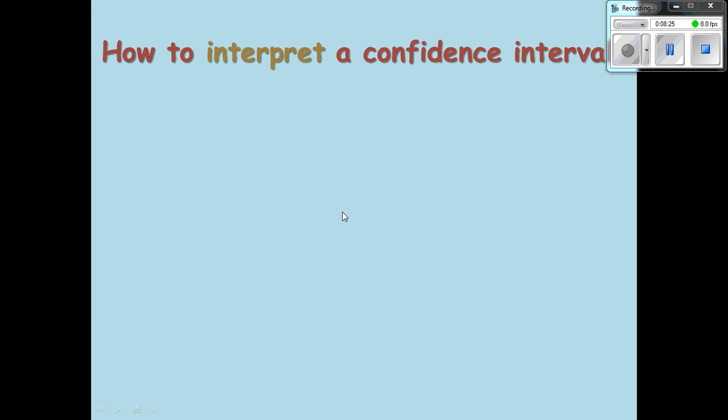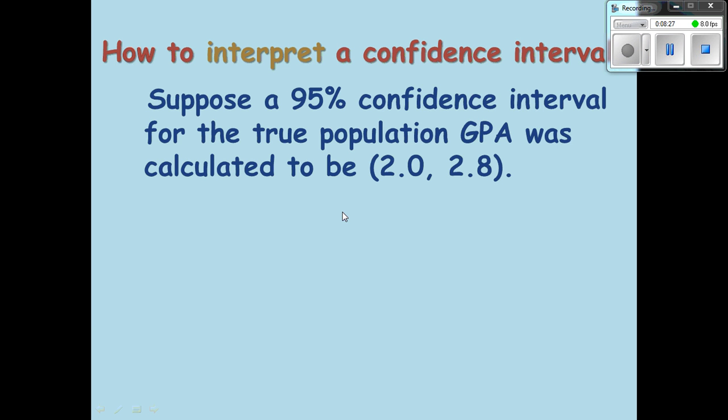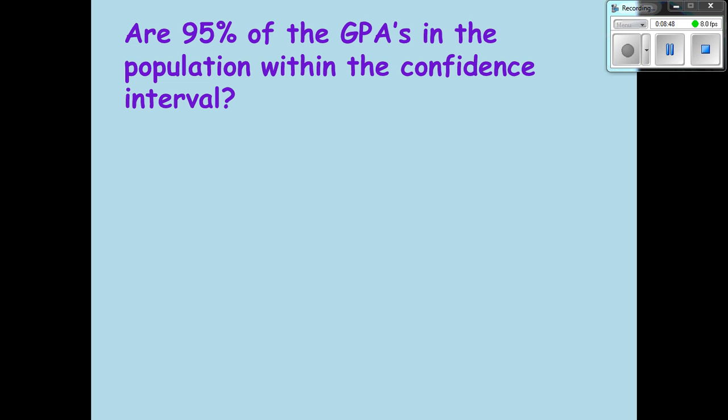Basically, let's say they gave you a confidence interval. Let's say a 95% confidence interval was constructed for the true mean GPA, and of course our school's is higher than these numbers. I don't know where I got these from. But let's say they got from 2.0 to 2.8. What does that mean? What does that tell you? We'll talk about how to find it later. Does it mean that 95% of the GPAs in the population are between 2.0 and 2.8? And the answer is no.